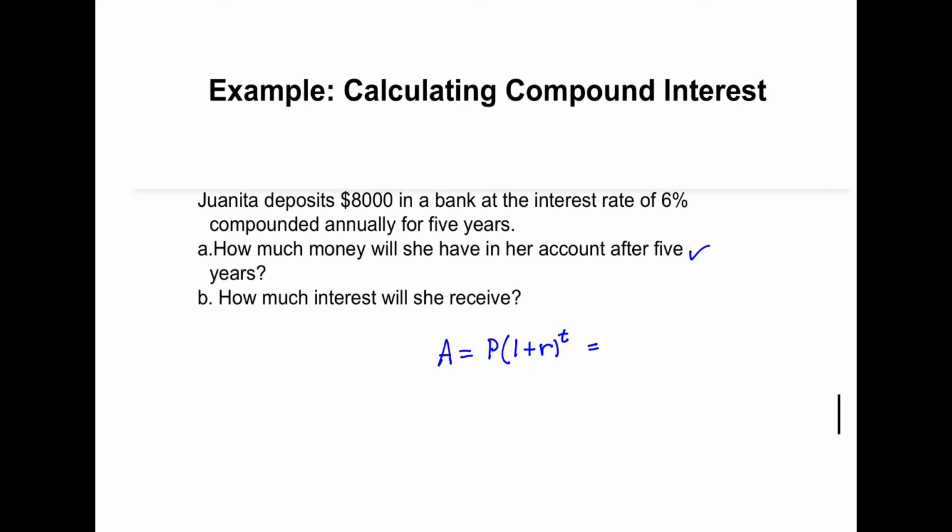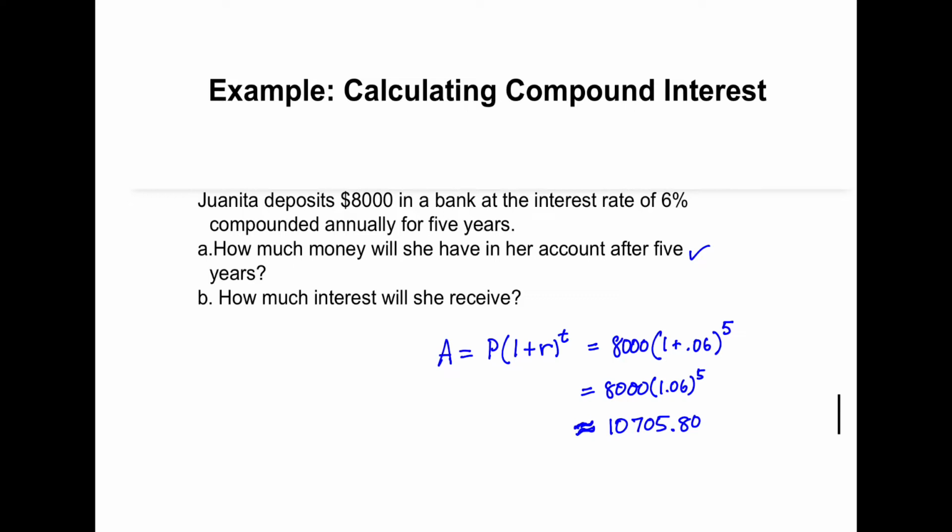So my original principal was $8,000. Our rate of interest was 0.06, so that's 1 plus 0.06. And we're going to raise it to the t power, in this case, 5 years. So this is 8,000 times 1.06. Notice that that's a value above 1, right? So this is exponential growth, and we're raising it to the 5th power. All right, plugging these into our calculators, we get $10,705.80 approximately. That's rounded.